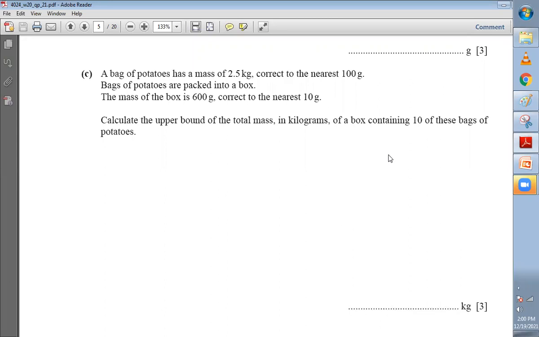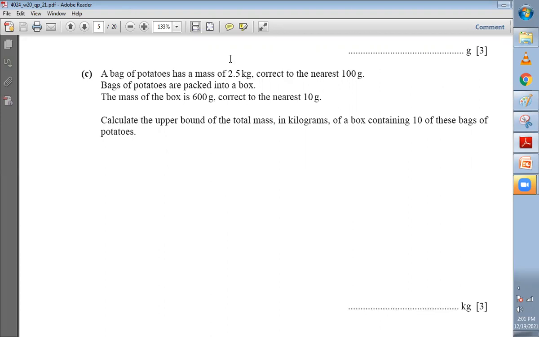A bag of potatoes has a mass of 2.5 kg, correct to the nearest 100 gram. Bags of potatoes are packed into a box. The mass of the box is 600 grams, correct to the nearest 10 gram. Calculate the upper bound of the total mass in kilograms of a box containing 10 of these bags of potatoes.